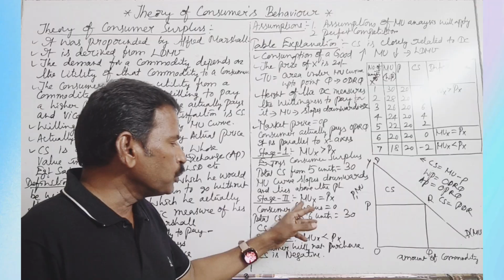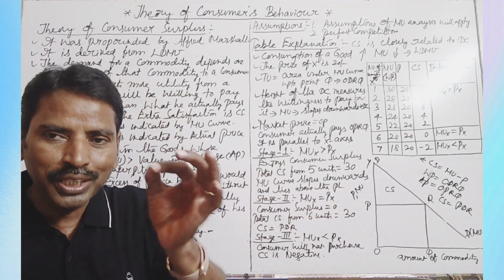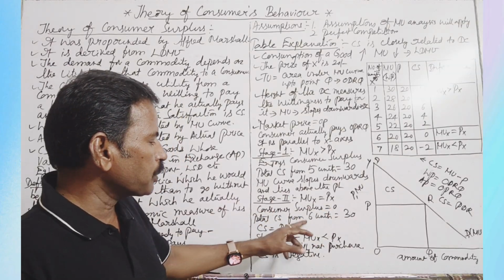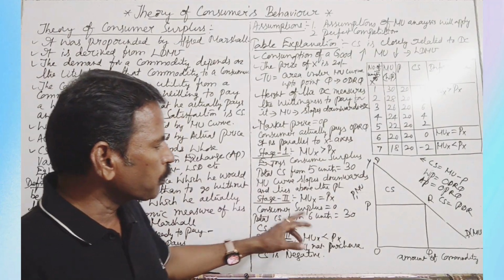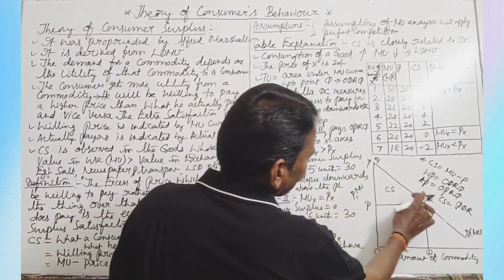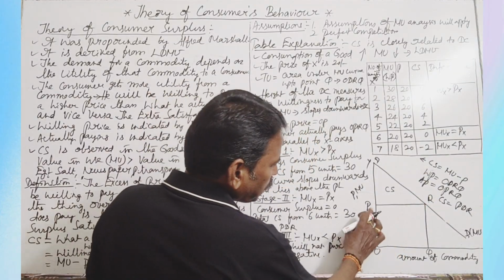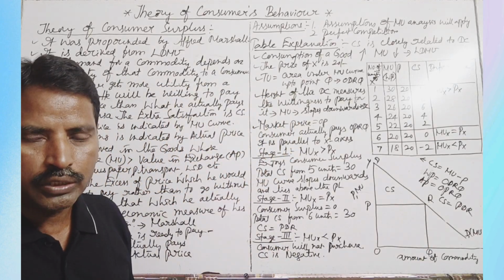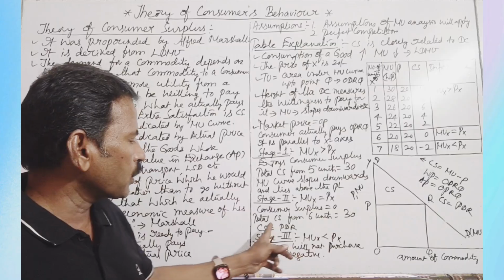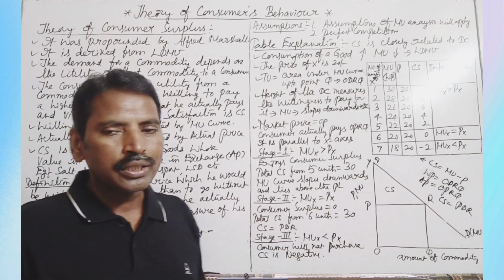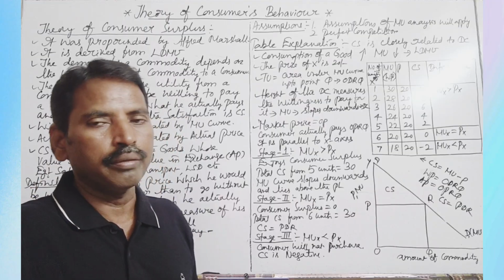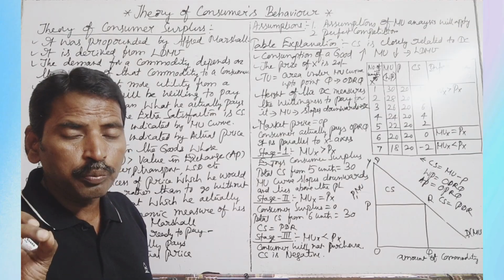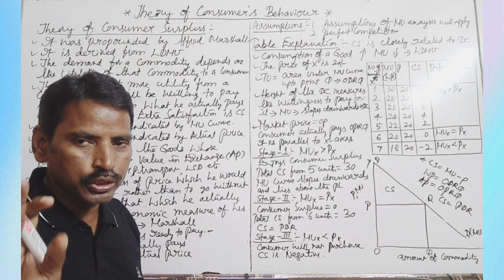Stage 2: MUX is equal to PX. The consumer is in equilibrium, so consumer surplus is 0. Total consumer surplus from 6 units is 30. Consumer surplus is PDR. ODRQ is the willing price and OPRQ is the actual price. Consumer surplus is equal to willing price minus actual price. That is PDR, called consumer surplus. In the second stage, the consumer is in equilibrium. At only the sixth unit, consumer surplus is 0.